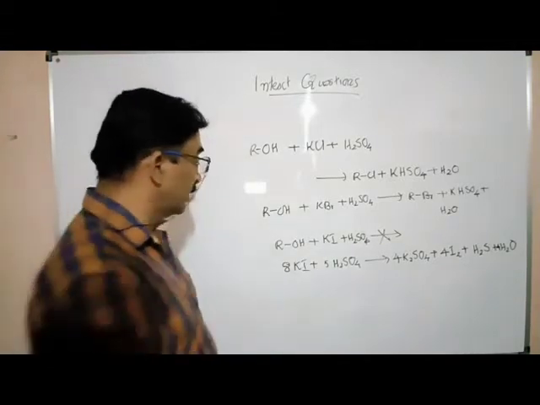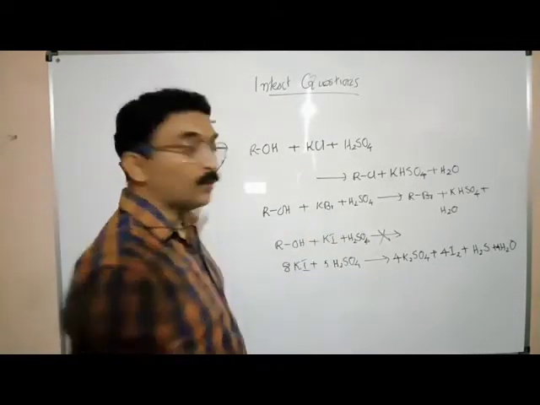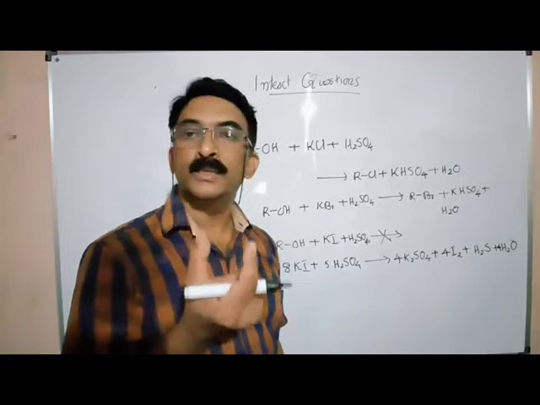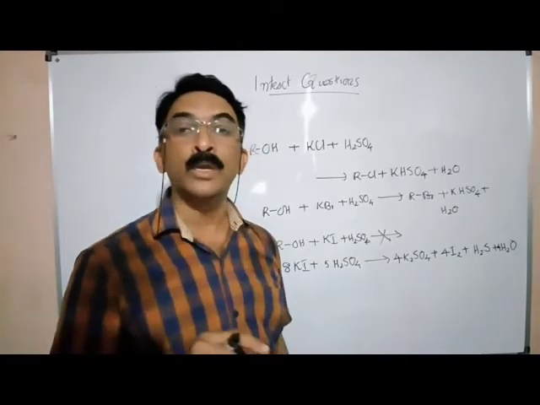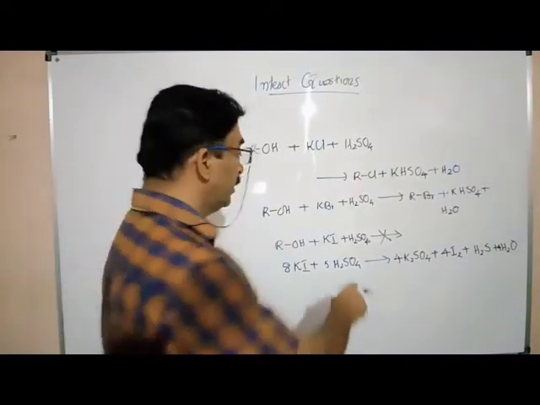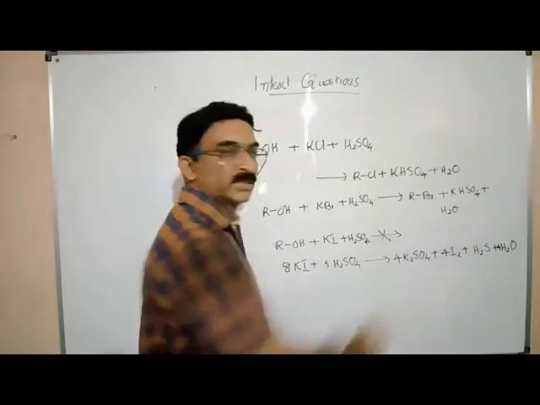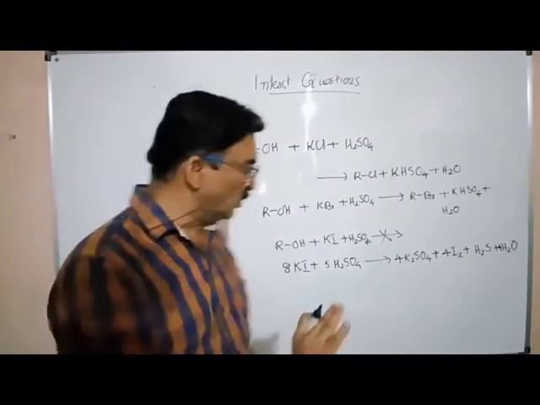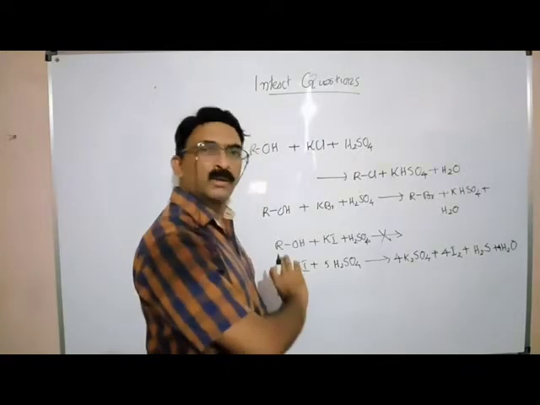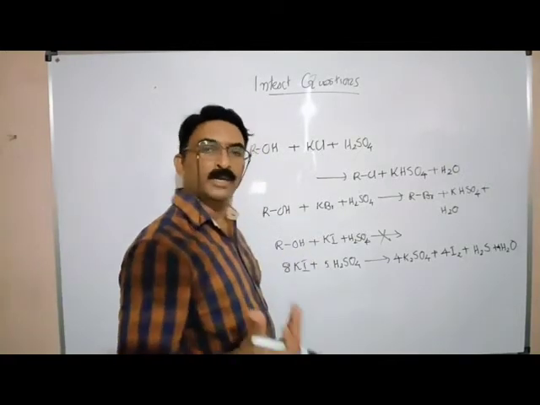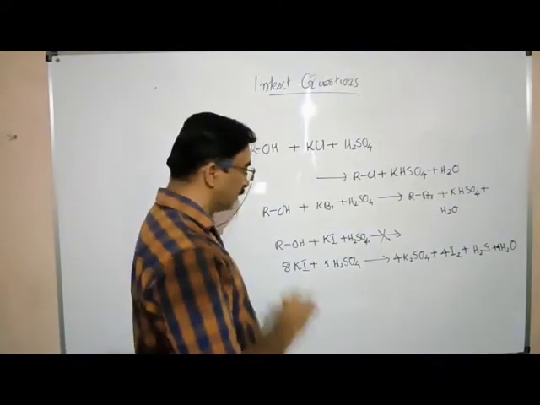The reason is that HI formed as an intermediate is a strong reducing agent. It will reduce sulfuric acid to hydrogen sulfide. You need not write the whole thing, you need not remember it. If you can remember, it's well and good. Otherwise, you have to remember this point.